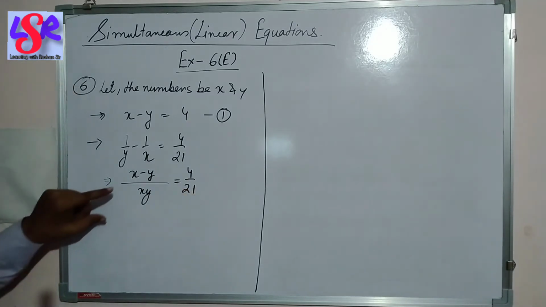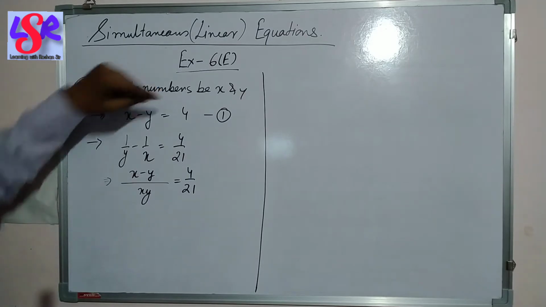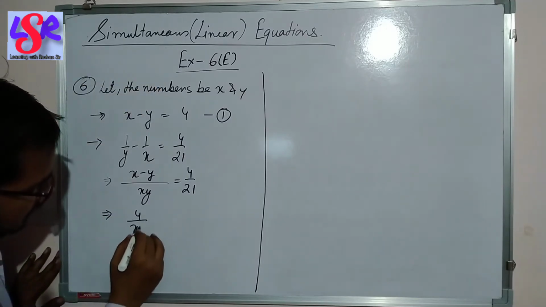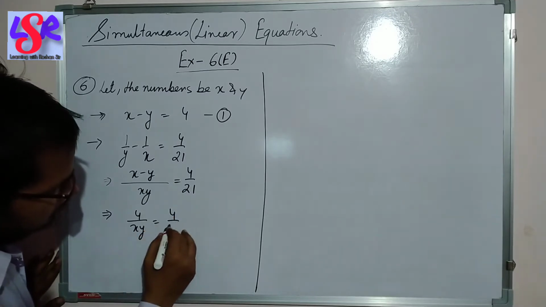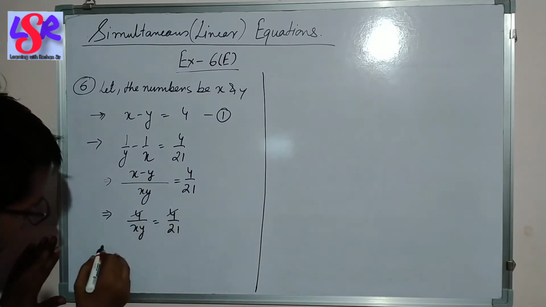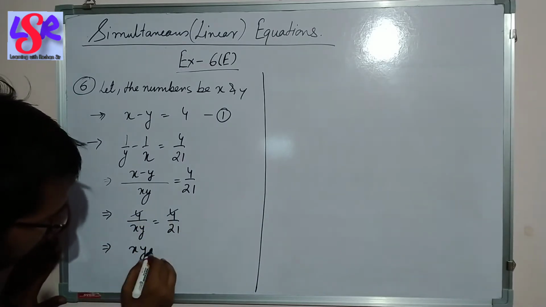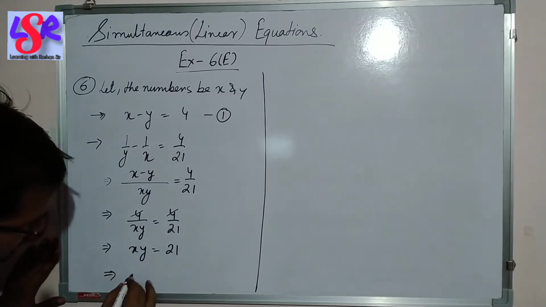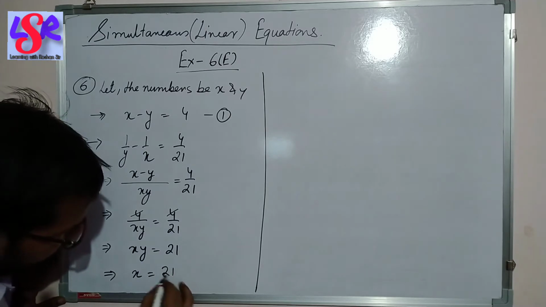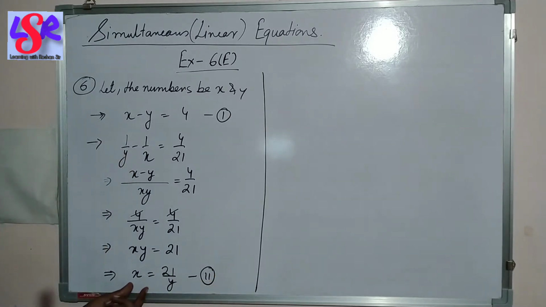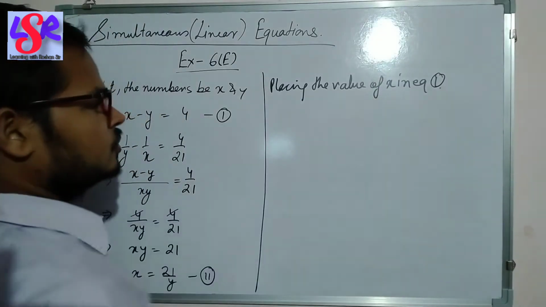Then we can place the value of x minus y from here, and this will be 4 upon xy equals to 4 upon 21. Now this 4 can be cancelled by this one, and this will become xy equals to 21. Now we can find the value of x from here, and this will become x equals to 21 upon y, and let this one be equation number 2. Now we can place the value of x in equation number 1.